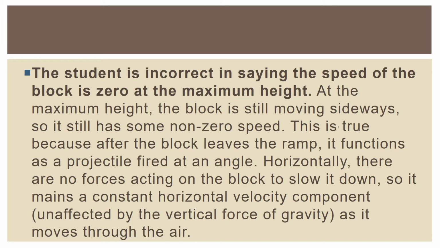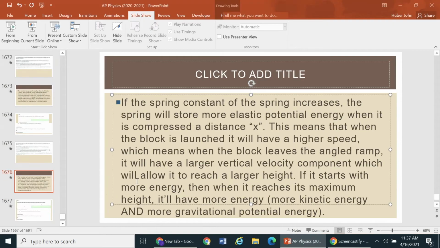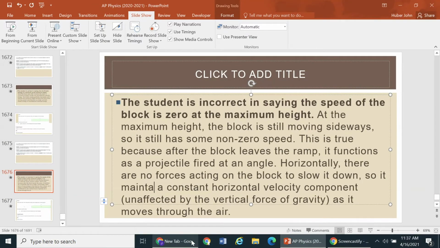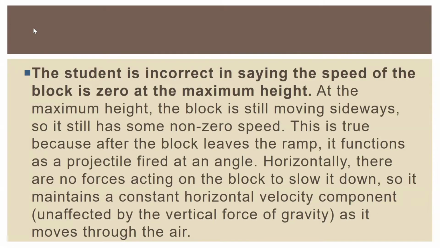At the maximum height, the block is still moving sideways, so it still has some non-zero speed. Remember the alligators. This is true because after the block leaves the ramp, it functions as a projectile fired at an angle. Horizontally, there are no forces acting on the block to slow it down, so it maintains a constant horizontal velocity component. It's unaffected by the force of gravity as it moves through the air. That's an important thing to realize here. The horizontal velocity is unaffected by the vertical forces because the motions in each direction are independent.